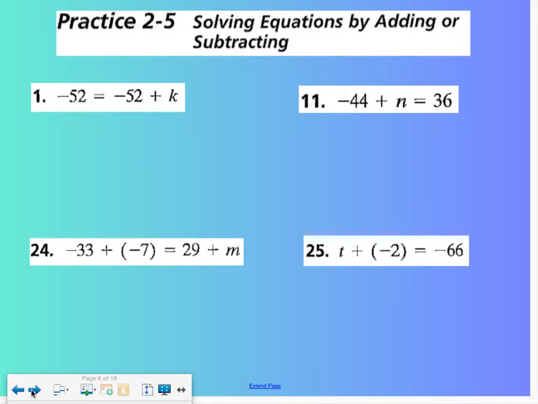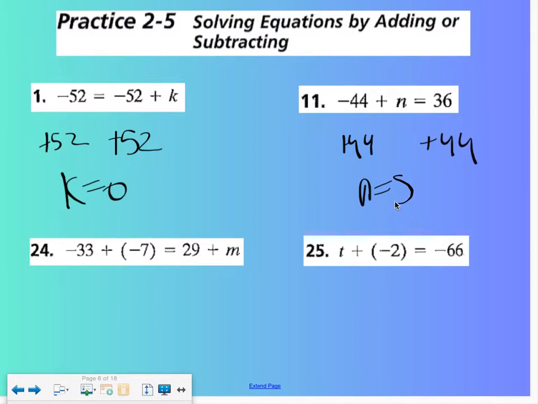Number one, negative 52 is being subtracted from k. So we add 52 to both sides, and we see that k equals 0. Number 11, it's negative 44, so 44 is being subtracted. So we add 44 to both sides, and n equals 80.